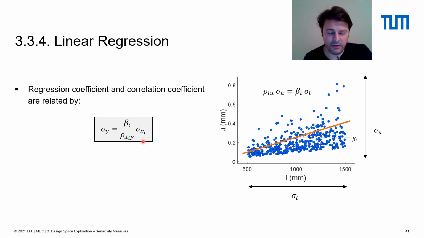This formula holds in general for regression coefficients that were derived on data with non-correlated input variables. For this, the formula is true. The derivation is not that straightforward. That's why we're not going to cover this here in this lecture.